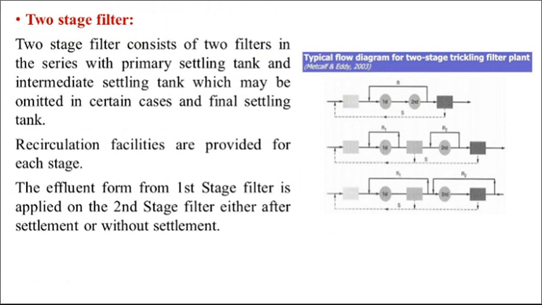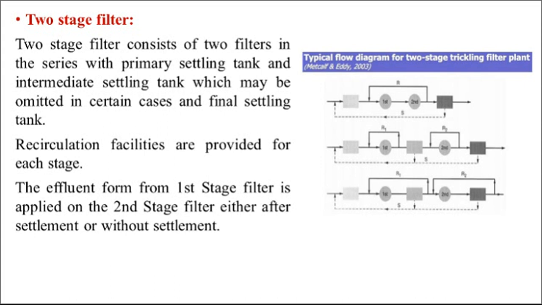Two-stage filter. Two-stage filter consists of two filters in series with primary settling tank and intermediate settling tank, which may be omitted in certain cases, and final settling tank. Recirculation facilities are provided for each filter. The effluent from first stage filter is applied to the second stage filter either after settlement or without settlement.